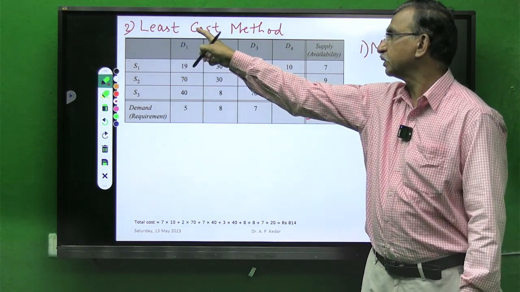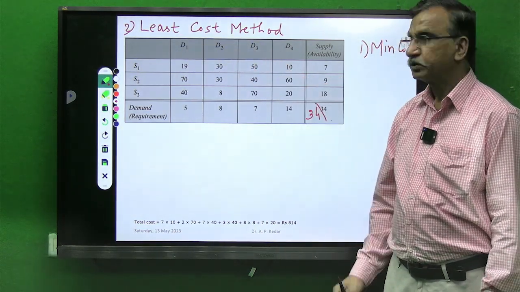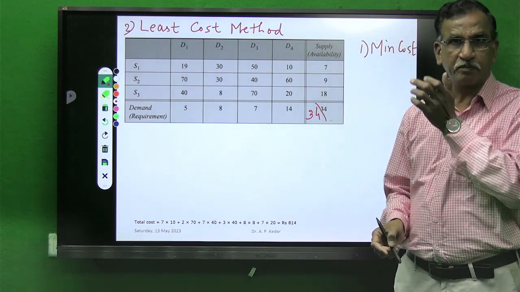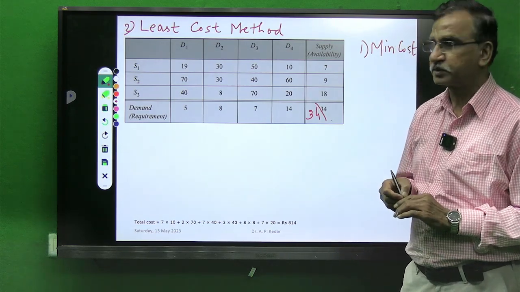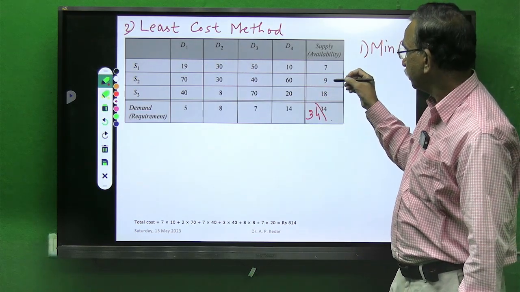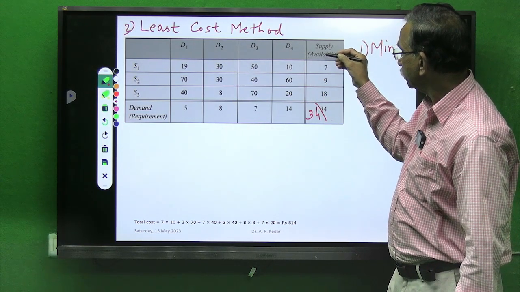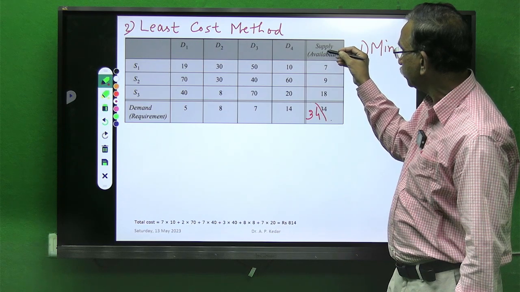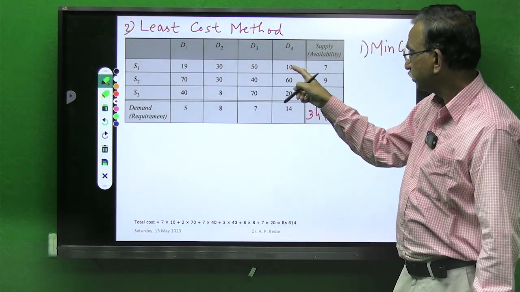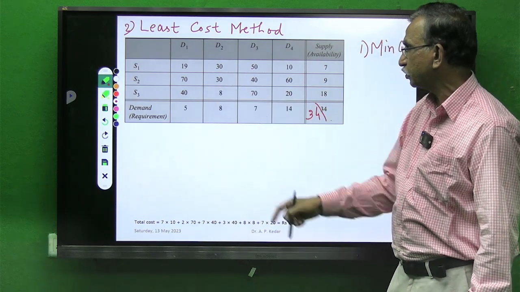As the name indicates, least cost method. So, the cell with minimum cost. It is also called the method of inspection. So amongst these, your job is not to check values of the supply and demand for minimum cost. These are cost values, 12 values are cost values.